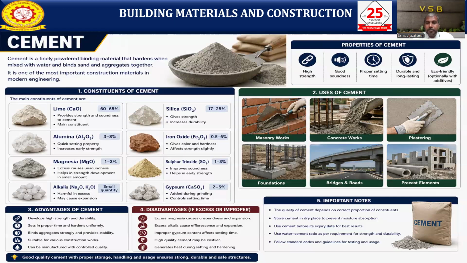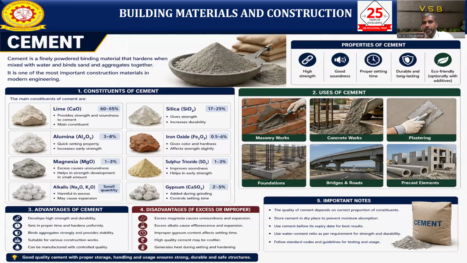Normally gypsum is used during the manufacturing of the cement, we add 2 to 5 percent during the grinding time and it controls the setting time of cement. Okay. So where can you use the cement? Normally in masonry work, stone masonry or brick masonry, as a binding material. We also use cement for concrete work, plastering, foundations, bridges and roads, and precast elements. So for all those we have particular applications of cement.